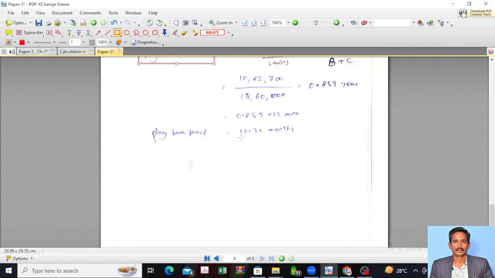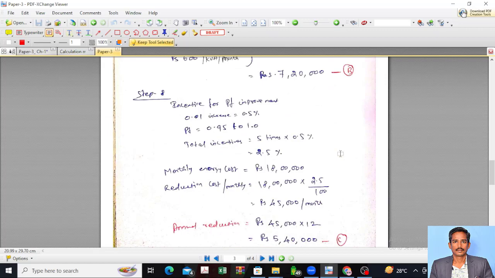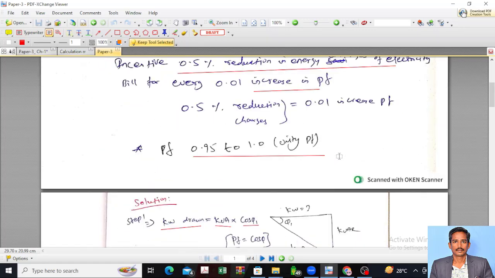Let me just write it: 0.859 into 12. Then you get 10.39 months. This is the payback period. You have to calculate it, as marks are given for this.